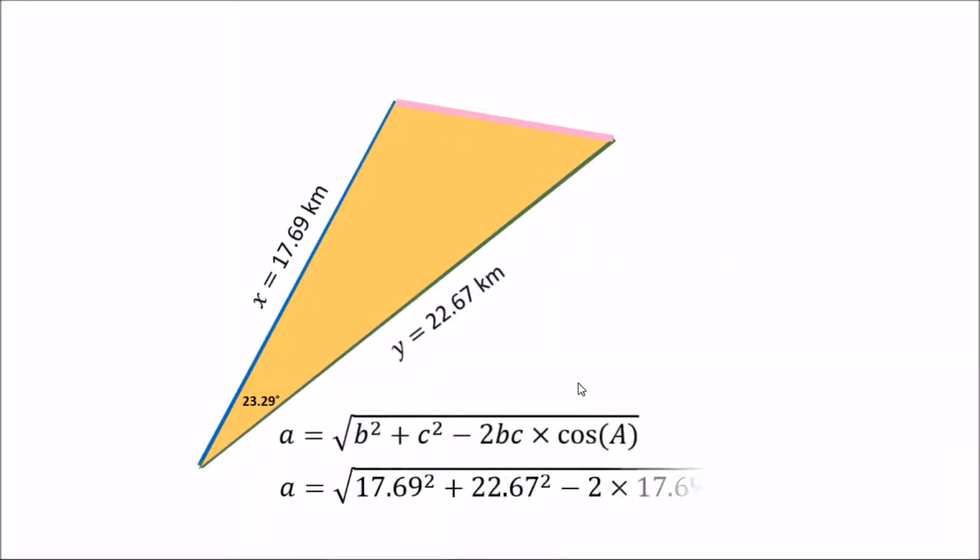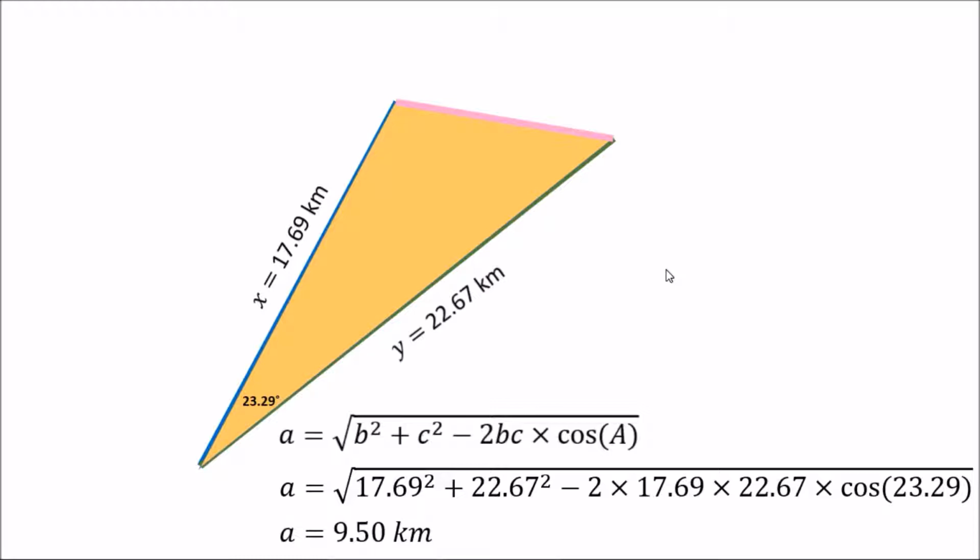So we want to do the square root of one of the sides. Let's just call this one here b, 17.69 squared. Let's call c this side here, 22.67 squared, minus 2 times 17.69 times 22.67 times cosine of our known angle, the wedged angle down here. Typing all of that into your calculator will give you a distance of 9.5, and we are in kilometers for this. Let's put our 9.5 kilometers up the top.